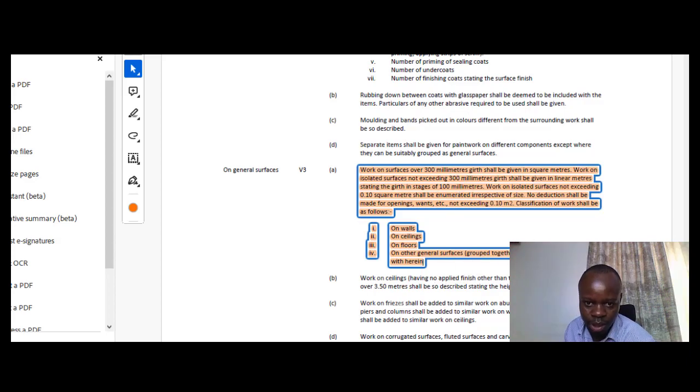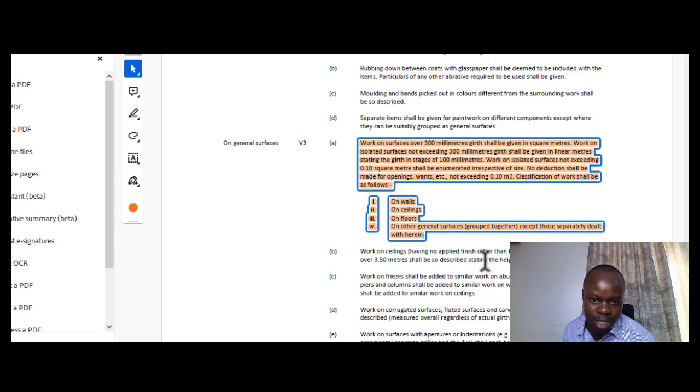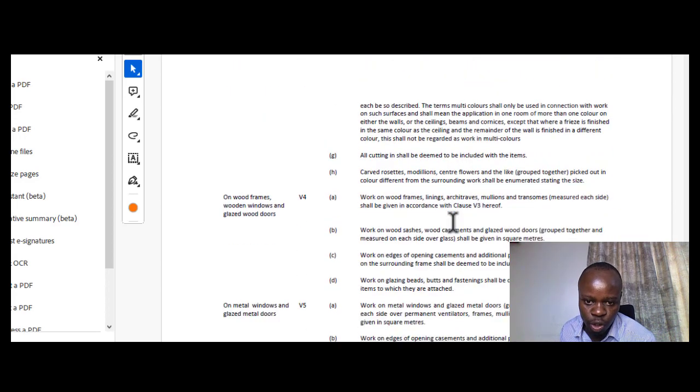The other categories on other general surfaces are grouped together and dealt with separately in the different categories that we've covered. We've covered different categories in terms of walls, ceilings, floors, and so on. So that is generally how you handle such paintworks. The first principle I talk about is square meters. That is the main reference that you as a quantity surveyor need to rely on. Then to make your work even more precise is the categorization of the different areas in terms of the estimation that we've seen.